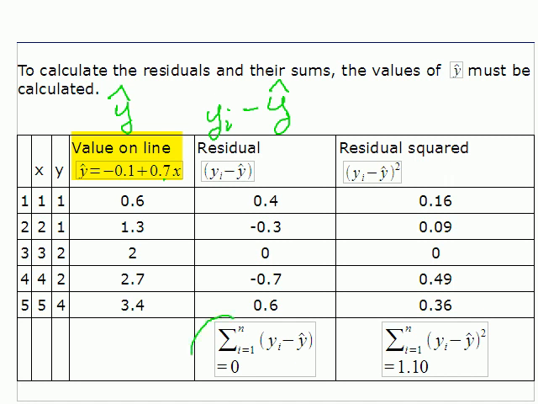When you add them up, they're supposed to be 0, and they are 0. When you square and add them up, they're supposed to be at a minimum, or as small as possible. There's no way to tell this without calculus, or, well, you could do it from graphing, but we don't really know that. But I did it just for completeness. But you can demonstrate that the sum of the residuals is 0.